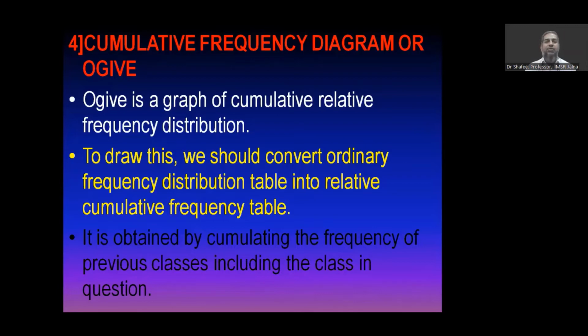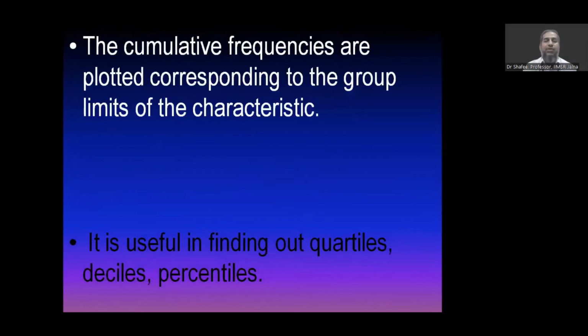So if there are 4 classes, like I have shown you for the age distribution, 3 to 5 years, there are 5 children. Then 6 to 8 years, there are 10 children. So the cumulative frequency will be 15 for group 2. And in group 3, if again there are 5 children, the cumulative frequency will be 20, like 5 plus 10 plus 5. That is called the cumulative frequency.